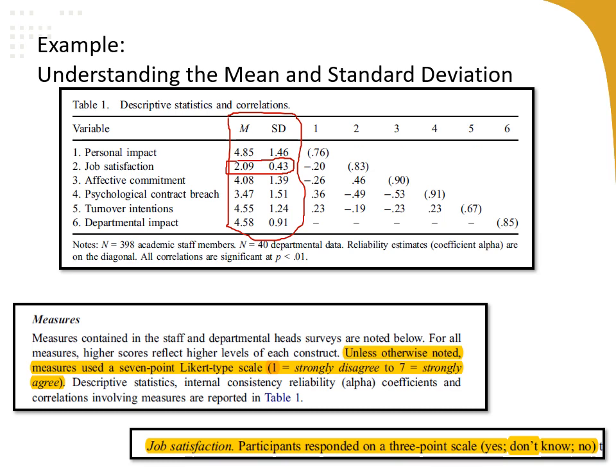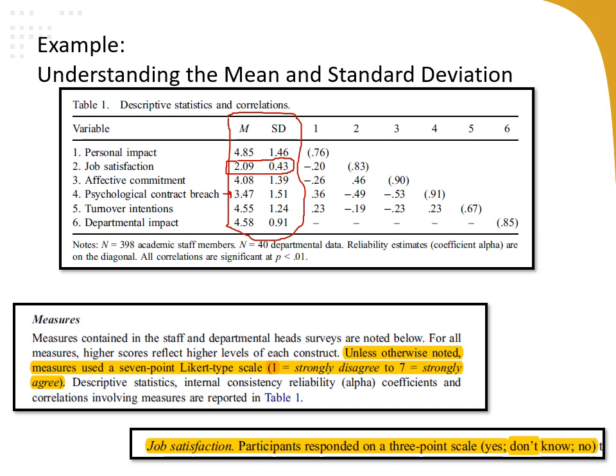But a 4.85 is still pretty high on a 7-point scale, but it's closer to the middle than it would be if it was a 5-point scale. You can also see that the lowest rating here was psychological contract breach. We're ignoring job satisfaction because it wasn't measured on the same scale. They didn't feel like their promises were being too broken.